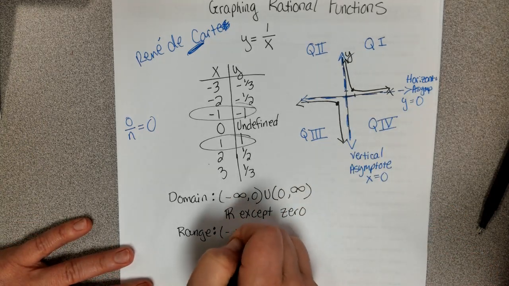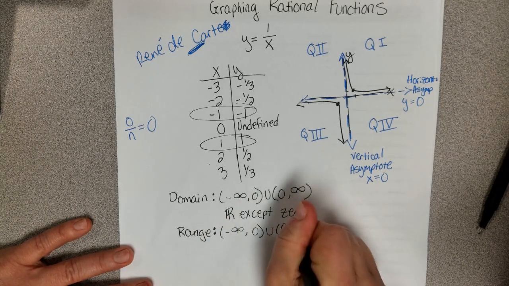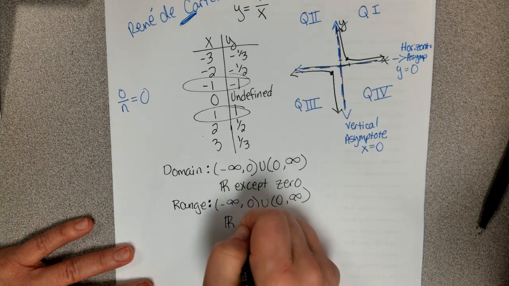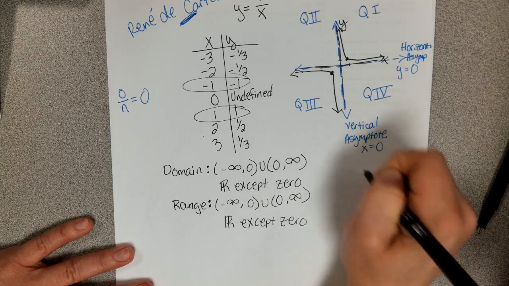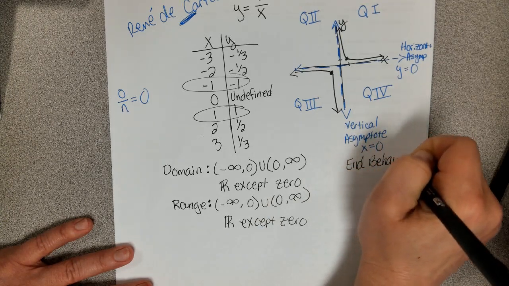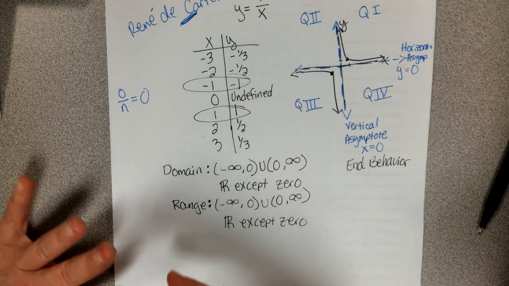So again, I have negative infinity to 0, and I would union that with 0 to positive infinity. You could also state that as all real numbers except 0. This is going to affect the end behavior as well, these asymptotes. So the end behavior is kind of what happens as we go left and as we go right.